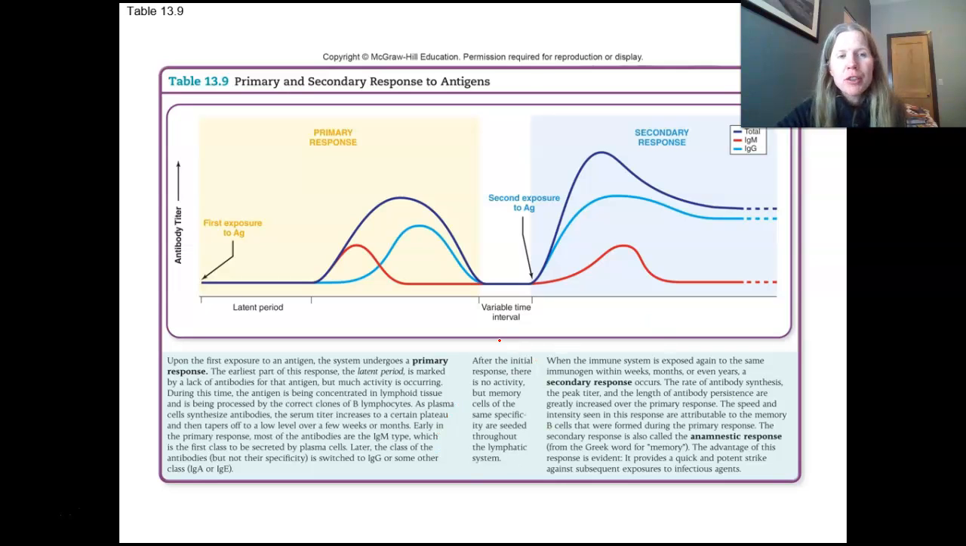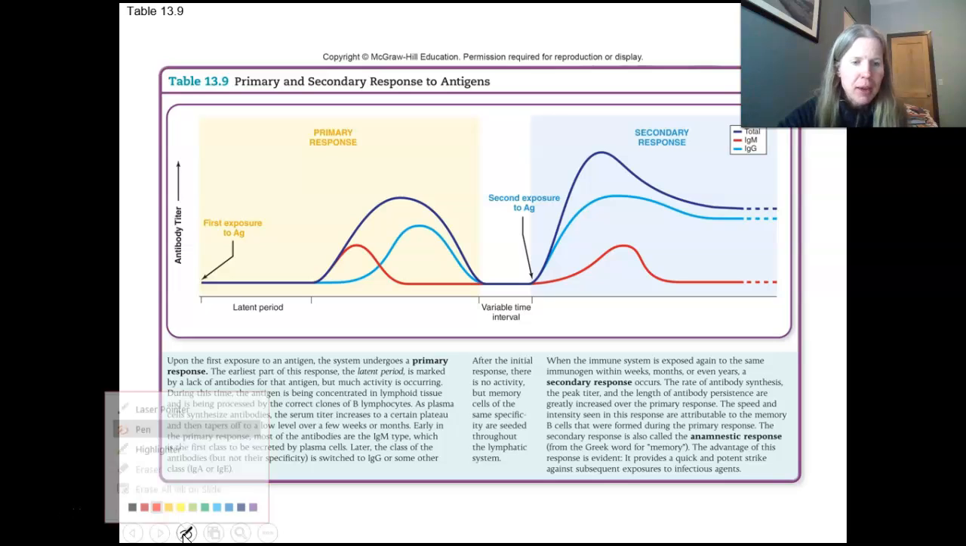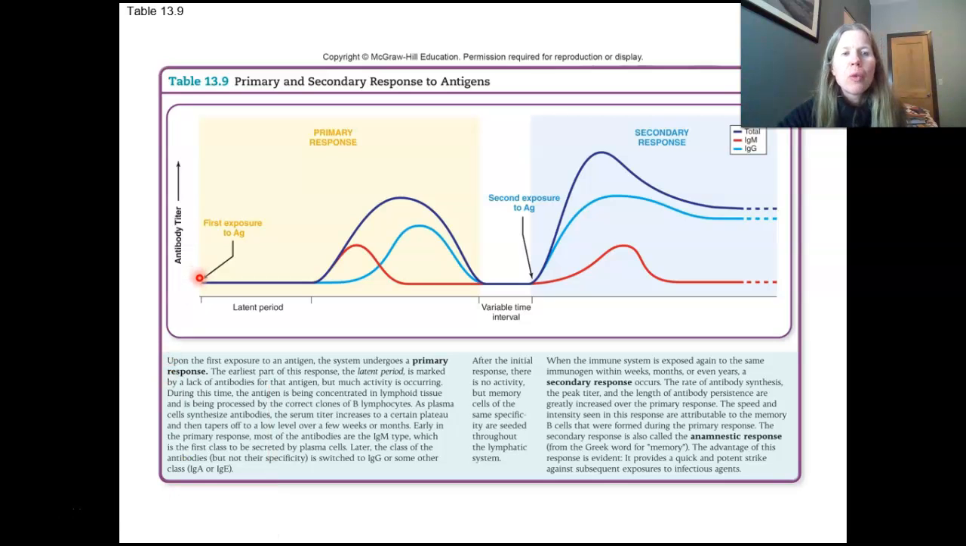This is cool. So notice what happens here. Let me get the pointer back. Okay, so this is our first exposure to the antigen. You get stung by a honeybee. Okay, no, that's not a good one. You contract H1N1, swine flu. Yeah, it's around, not a big deal. So you get exposed to it. Notice you have this latent period. This is the period of time between your exposure and when we actually start mounting our immune response.